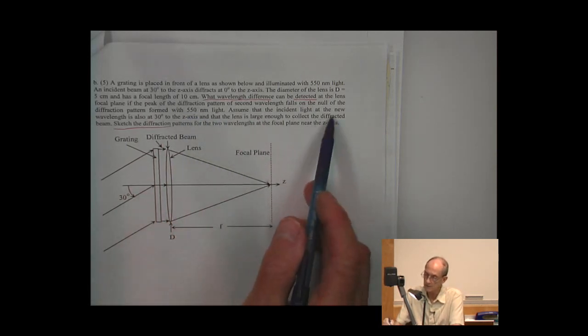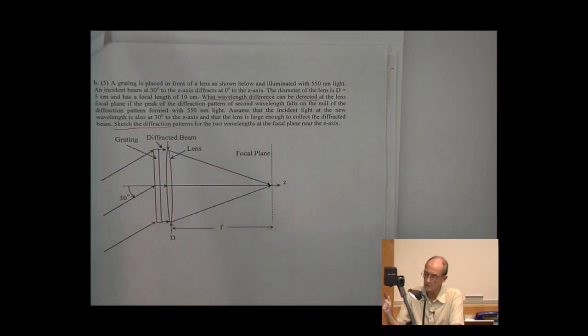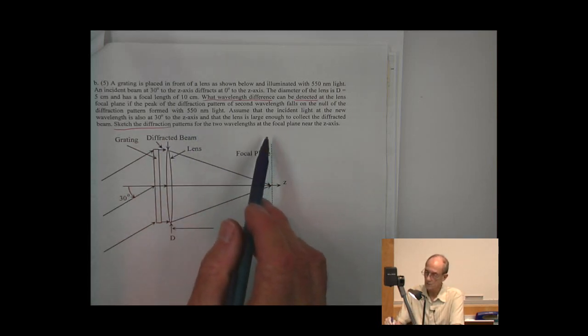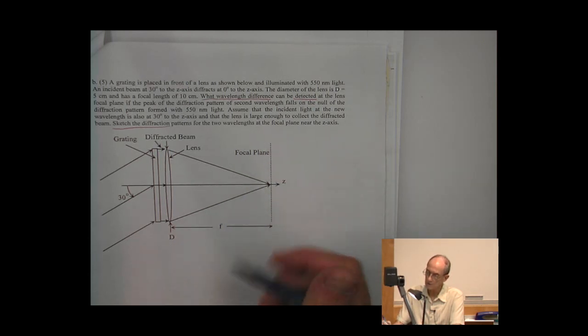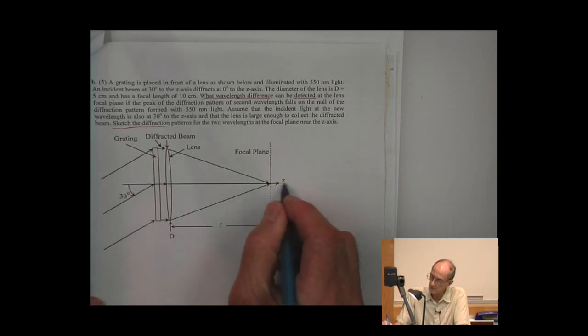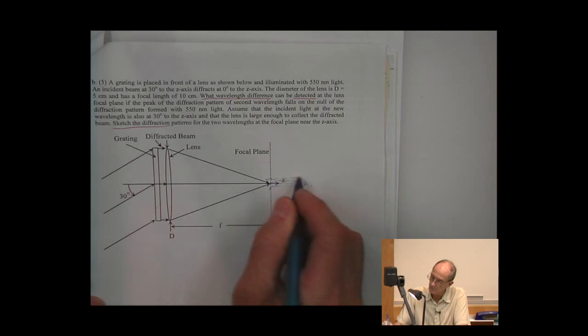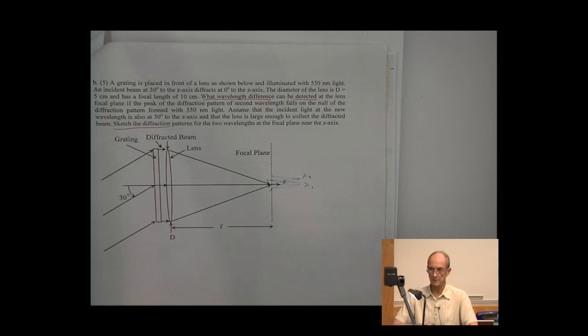Assume that the incident light at the new wavelength is also at 30 degrees to the z-axis, and that the lens is large enough to collect all the diffracted lights. Sketch the diffraction patterns for the two wavelengths at the focal plane near the z-axis. All right, so the two patterns are going to be, so if that's for lambda 1, the second pattern is going to fall on that 0. So that's lambda 2. And that's our criteria, all right, for those two.